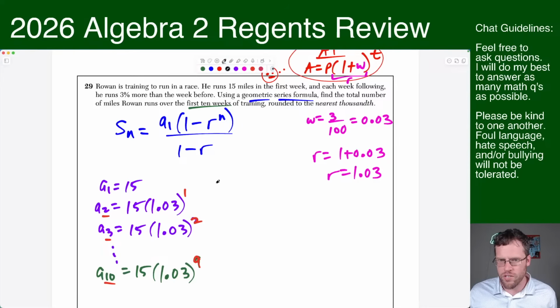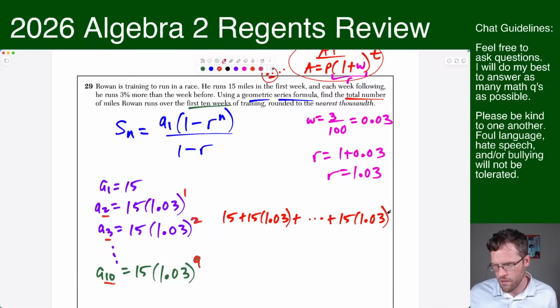But for the geometric series, we're adding this. Okay, so we want to find the total number. So the total is going to be 15 plus 15 times 1.03 plus all the way down to the 10th one, 15 times 1.03 to the 9th power. Okay, now you could do this in the calculator. It takes time, but you could do this. Or what you could do is use the formula here. All right, the formula is much nicer.